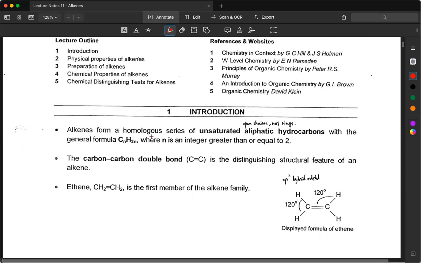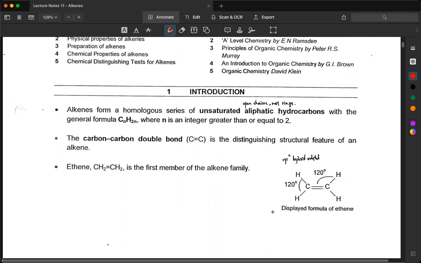Now, alkenes form a homologous series of unsaturated aliphatic hydrocarbons. Aliphatic means we are talking about open chains and not ring structures, with the general formula CnH2n, where n is an integer greater than or equal to 2. The carbon-carbon double bond is the distinguishing structural feature of an alkene. Ethene, CH2=CH2, is the first member of the alkene family.